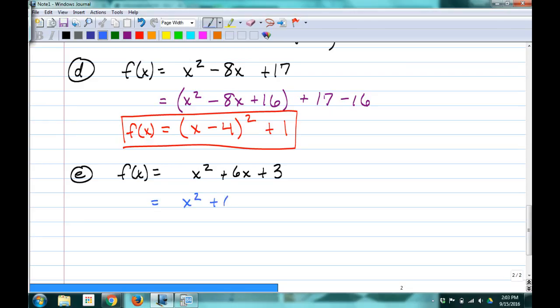We're going to take what? Half of 6, which is 3, square it. So plus 9 on the inside, and then minus 9 on the outside. Not plus, but minus. What's in the parentheses? x plus 3.